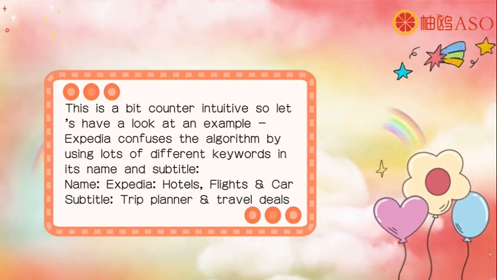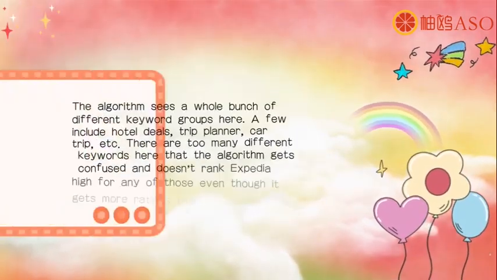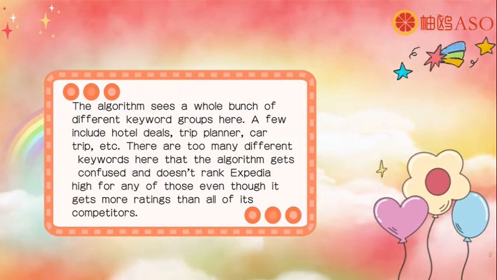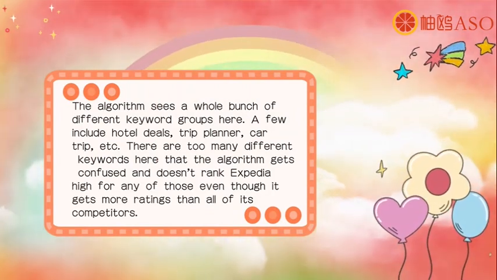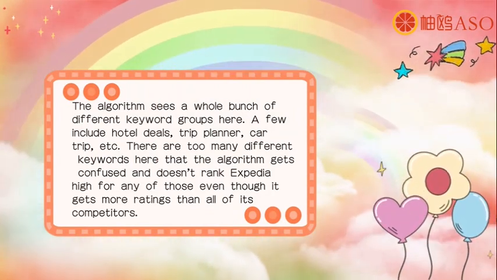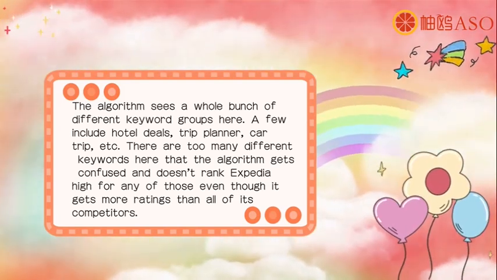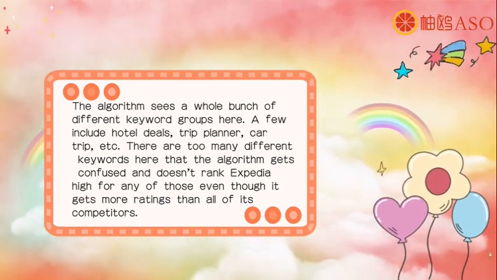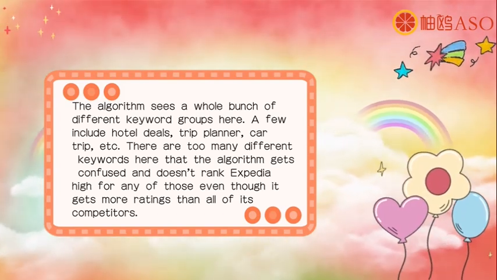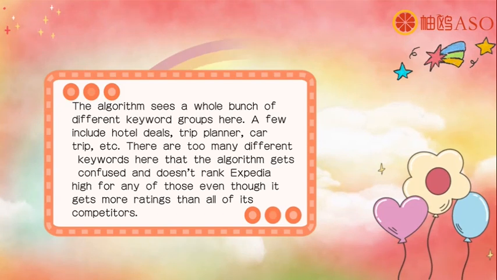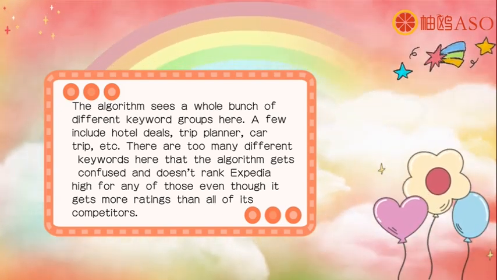Subtitle: trip planner travel deals. The algorithm sees a whole bunch of different keyword groups here. A few include hotel deals, trip planner, car trip, etc. There are too many different keywords here, so the algorithm gets confused and doesn't rank Expedia high for any of those, even though it gets more ratings than all of its competitors.